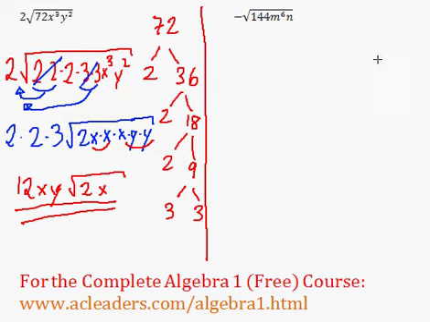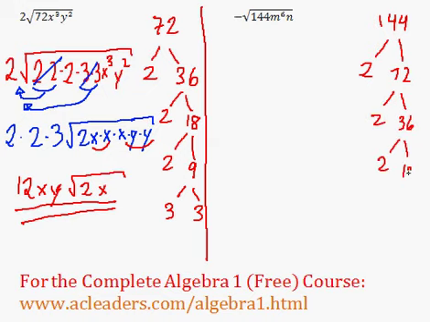What about over here? We have the negative root of 144 m to the 6 n. So let's work on a factor tree for 144. 144 divided by 2 is 72. Divided by 2 is 36. Divided by 2 is 18. Divided by 2 is 9. 9 divided by 3, now I can't divide it by 2 anymore, of course. 9 divided by 3 is just 3.